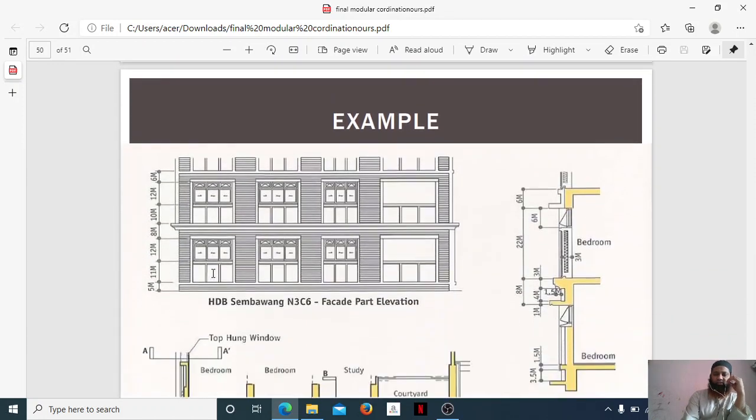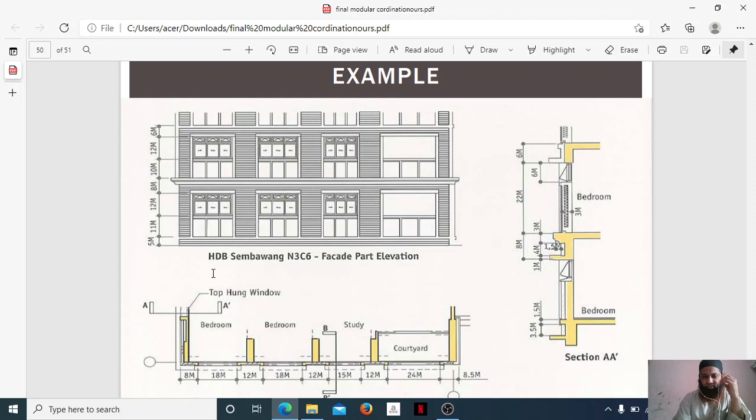See here, an example. Just see how the bedroom has been marked here. This size you can see is 22 M, that is 2200 mm. This is from here to here. This is 6 M, that is 600 mm. This is 6 M, 600 mm. Then you can see a 3 M, that is the bedroom. You can see 300 mm. So 8 M, you can see here.